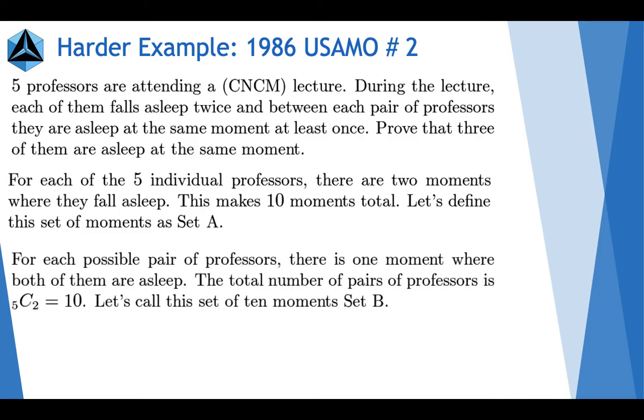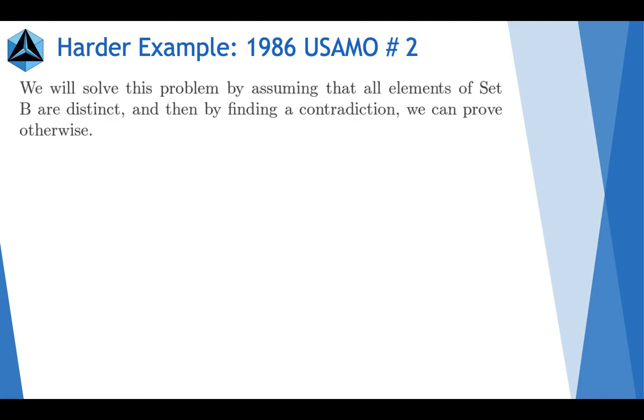Following similar logic, for each possible pair of professors, there's 1 moment where both of them are asleep. The total number of pairs of professors is 5 choose 2, which equals 10. So let's call this set of 10 moments set B. So set A is when the individual professors are asleep. Set B is when the pairs of professors are asleep. Perfect. We'll solve this problem by assuming that all of the elements of set B are distinct, and then by finding a contradiction we can prove otherwise.